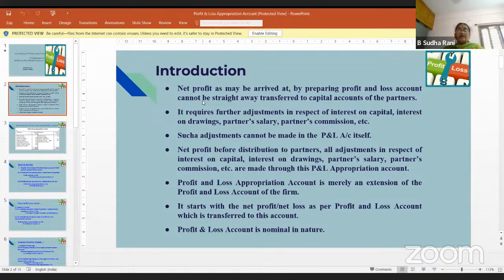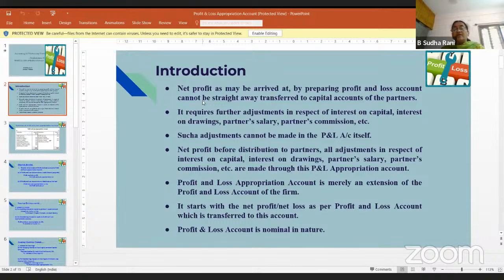But in a partnership form, after preparation of the partnership account and before the balance sheet, there exists a profit and loss appropriation account. Listen to me carefully. A profit and loss appropriation account is one which is prepared after preparation of the profit and loss account and before preparation of the balance sheet. Because the profit and loss account takes all the revenue, expenses, and revenue incomes of the firm.